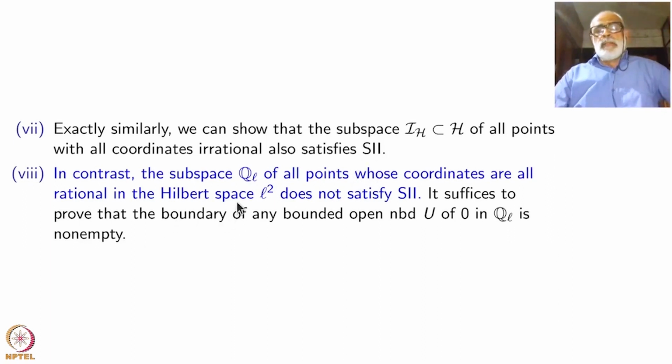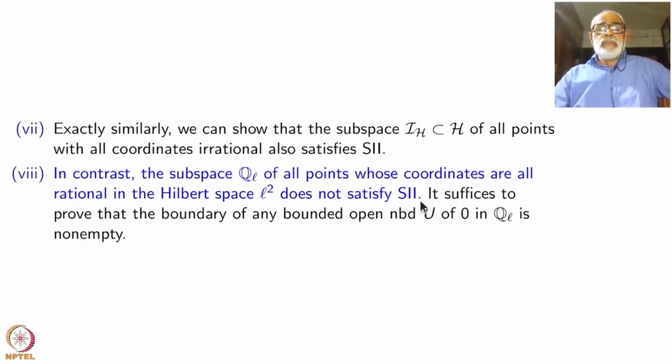In contrast, the subspace QL of all points whose coordinates are all rational in the entire Hilbert space L2 does not satisfy S2. So this is what we want to prove. Inside the smaller set, namely the compact set H, this is working. But if you go to the entire L2, it's an unbounded thing, there S2 is not satisfied. So we will have examples of spaces which do not satisfy S2 also.